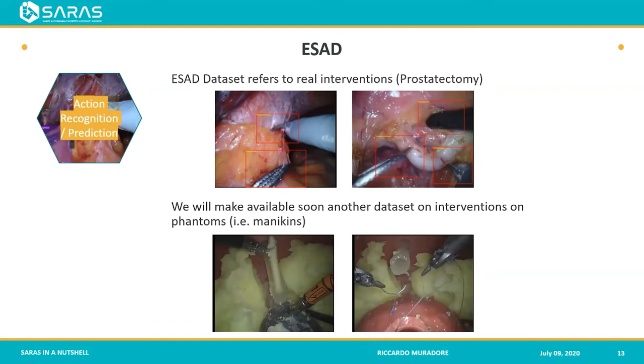And so, as you can imagine, the action recognition and action prediction is very important to design a reliable system to perform a specific task in an autonomous way. So that is the reason for which the consortium of SARAS is very interested in this challenge, because we would like to integrate in our system the best performing detector.